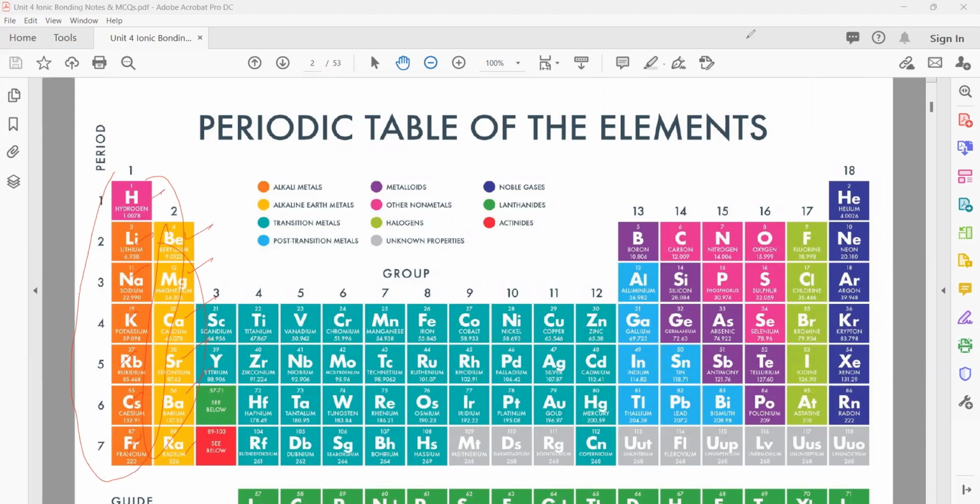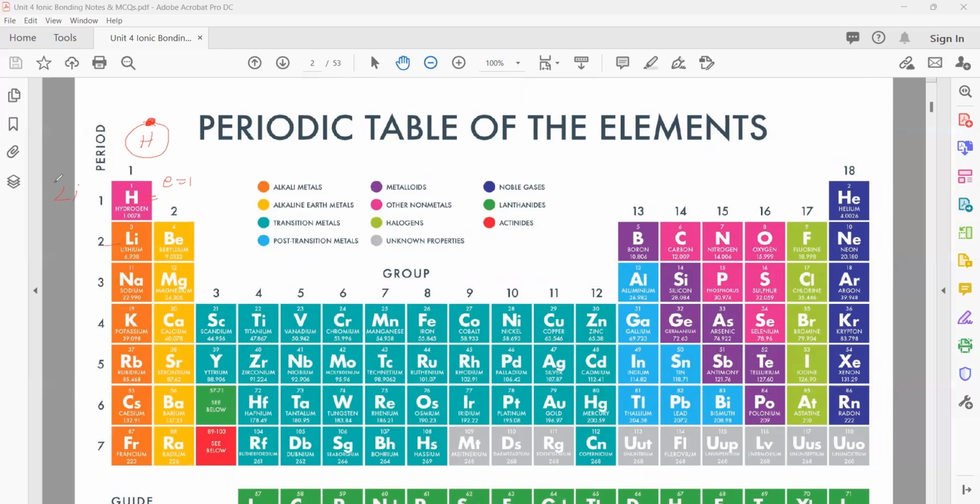Now let's look at the first group. What is the first element? Hydrogen. How many electrons does hydrogen have? 1. If I want to draw the structure for hydrogen, I will draw it like this: the first shell has 1 electron. The last shell and first shell are the same, it's 1 electron. The second one is lithium.